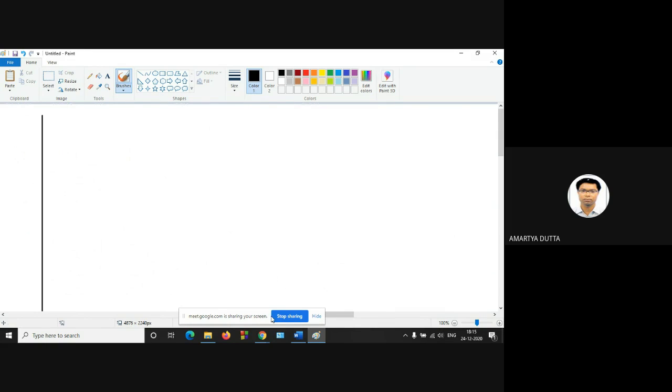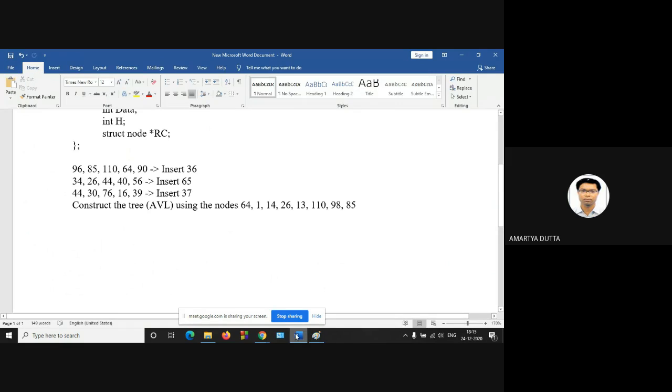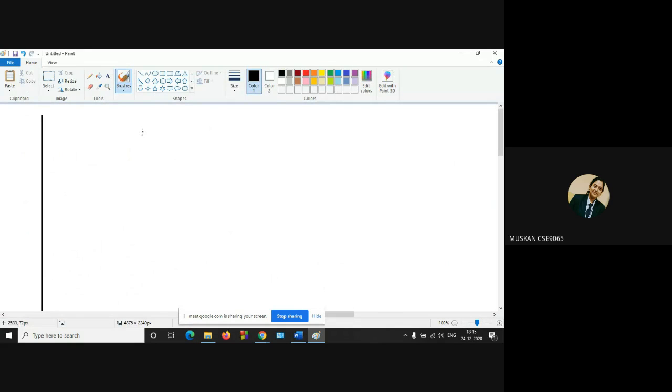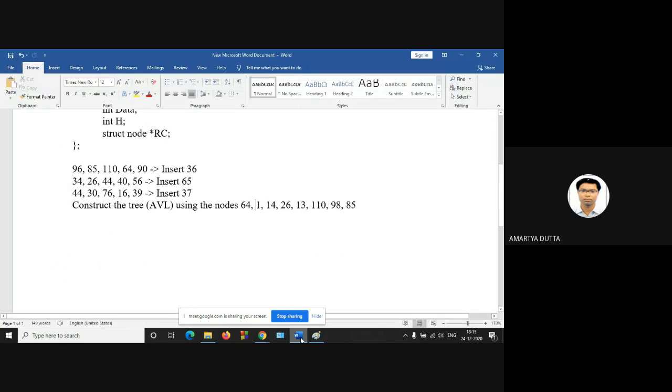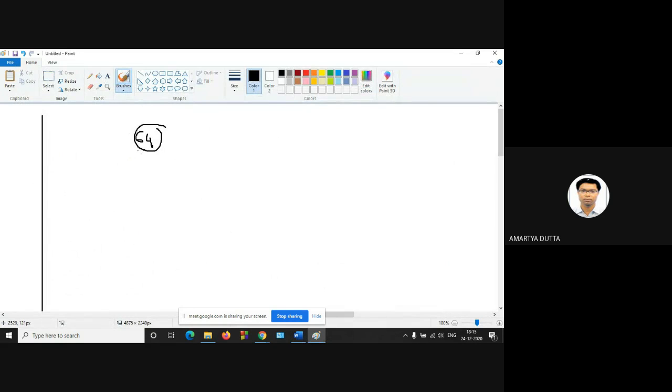So the first element is 64. Its balance factor is 0. Next one is 1. What is the position of 1? This is a binary search tree, so 1 is the left of 64. Is it height balanced? Yes, sir. So it is plus 1 and this is 0. So it is height balanced.